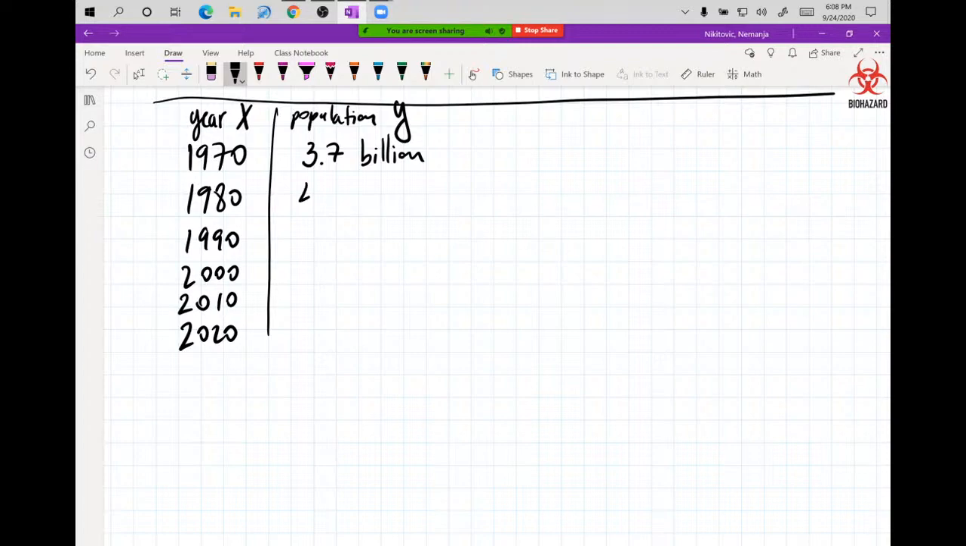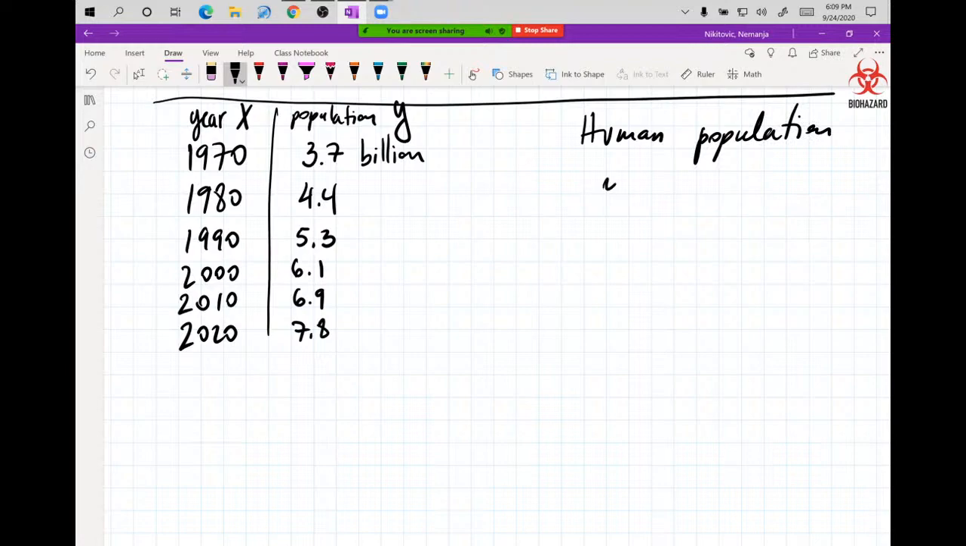1980 is going to be 4.4. 1990 is 5.3 billion. Then we have 2000, which is 6.1 billion. Then we have 2010, which is 6.9 billion. And then we have 2020, which is 7.6, I believe. 2020, which is 7.8 billion. So this is the human population worldwide, right? Population Y. So human population worldwide.